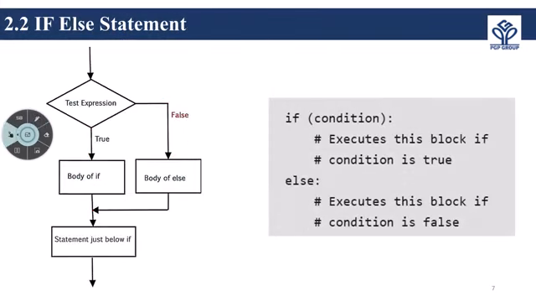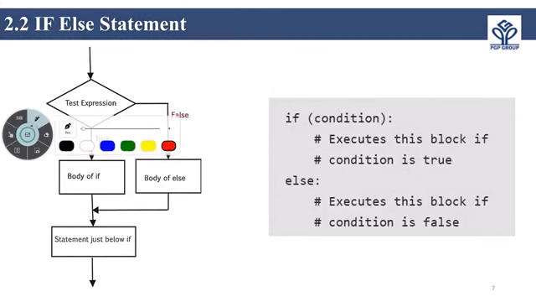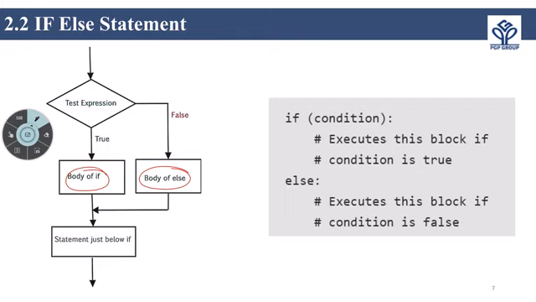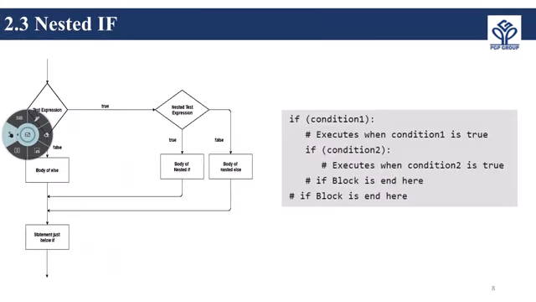But in this one, if the condition is true, one body statement is printed. If the condition is false, the other body statement is printed. Clear? After this, the statement just below the if is printed. Okay, see our syntax. If the condition is true, execute this if block. Else, when the condition is false, execute this else block of statements. Clear?